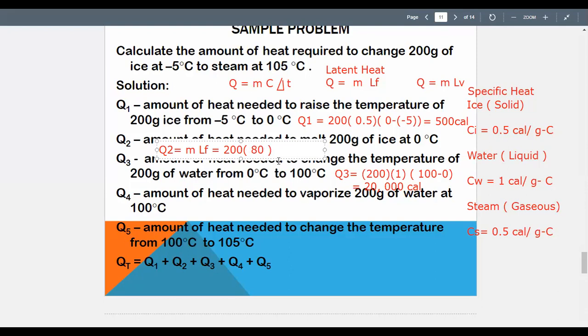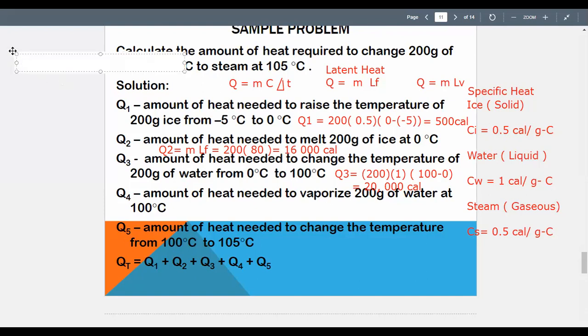We have the right L_F. So 200 times 80. So that's 16,000 calories. So that's the heat needed for it to melt, without changing its temperature. So we did not calculate Q sub 2 earlier because it has a different way of solving.